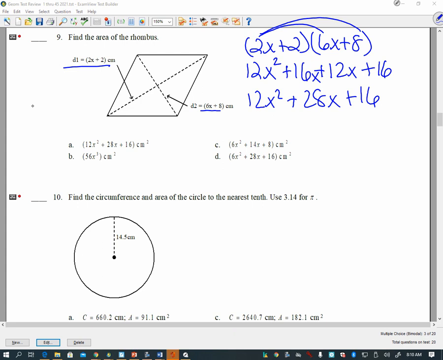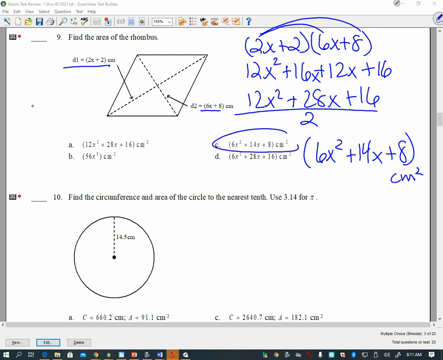Okay, so what's our last step here now? Divide by 2. What's 12x squared divided by 2? 6x squared. What's 28x divided by 2? Okay, plus 14. Good. Plus 8. Okay, parentheses, centimeters squared because we're talking about area. Okay, is that the correct answer? We learned from those mistakes.